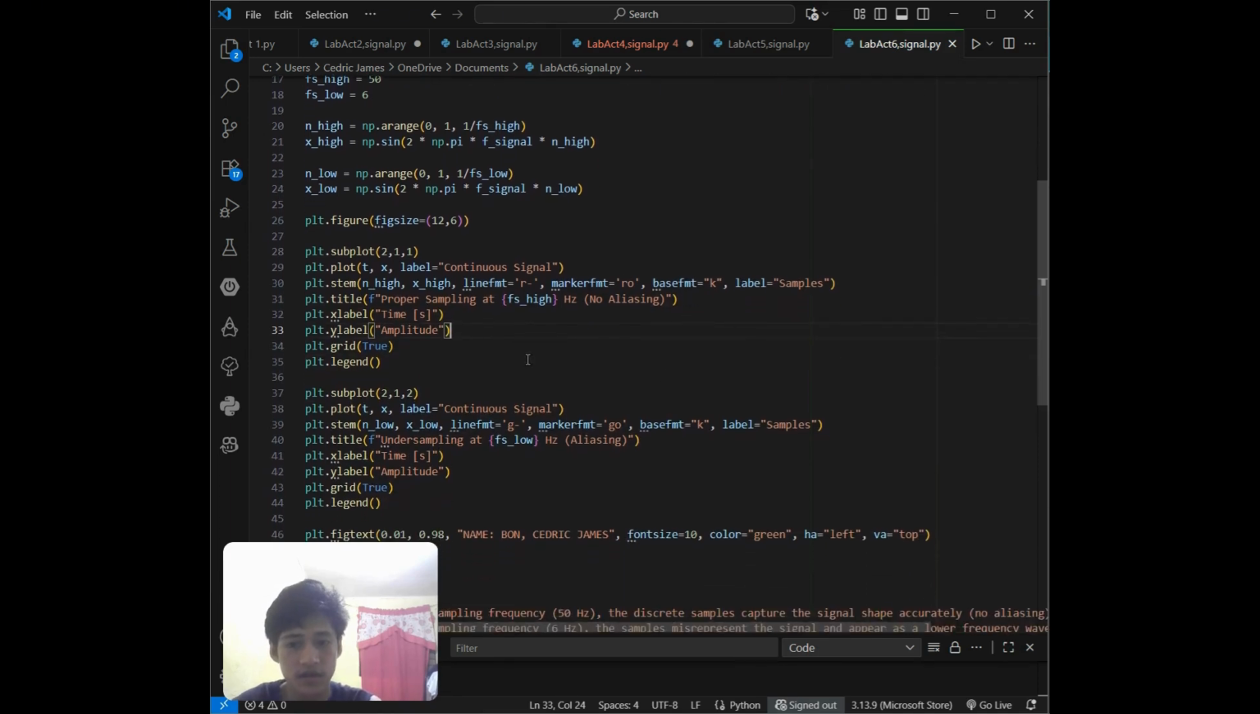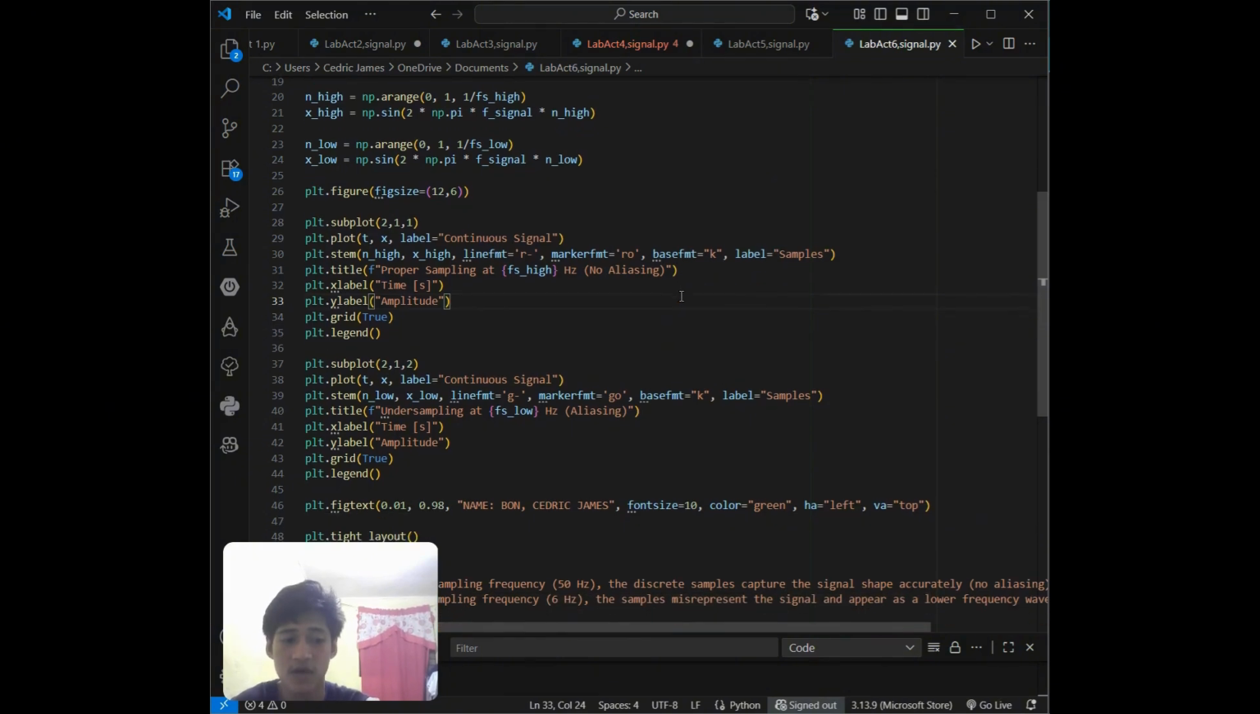This part is much higher than 2 times 5 hertz, which is equal to 10 hertz. Sampling satisfies the Nyquist criterion, so there is no aliasing.